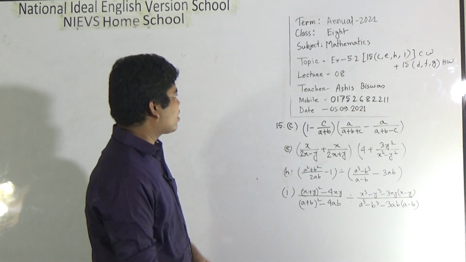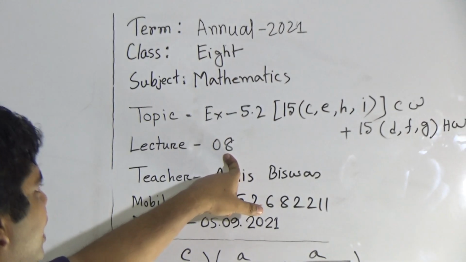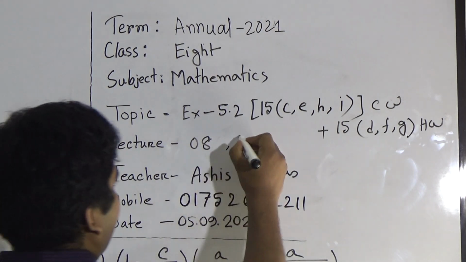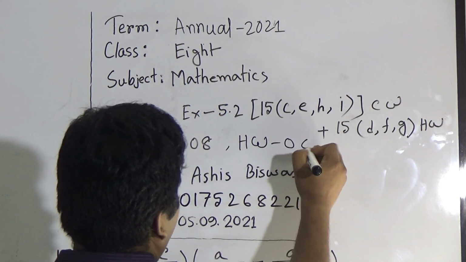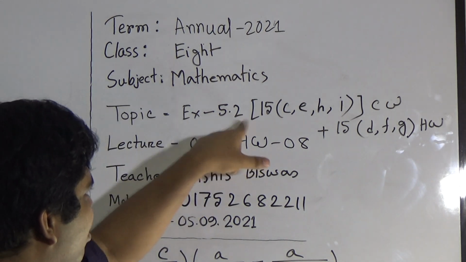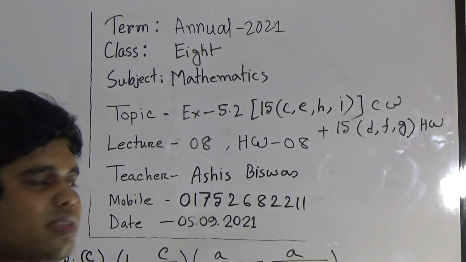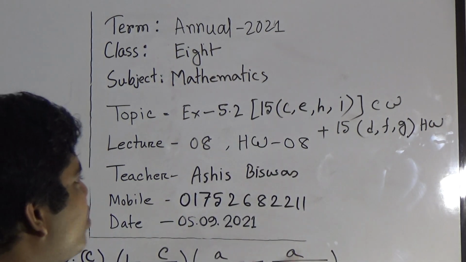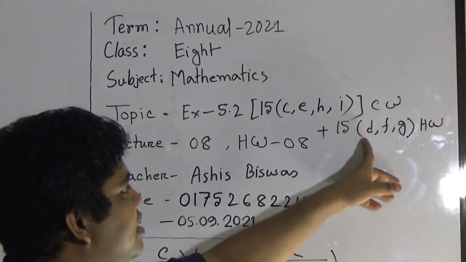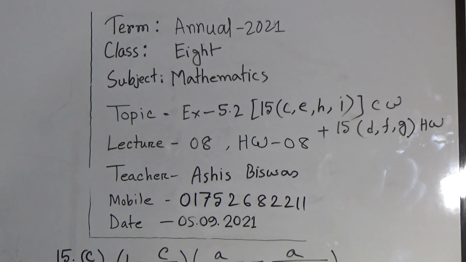Dear students, today is our lecture number 8 of annual term. Today's SW number will be 8 also. And today's topic is exercise 5.2. From exercise 5.2 we shall solve question number 15 in our class. From question number 15 we shall solve C, E, G, I as your CW and D, F, G will be your SW. So let us start our class.